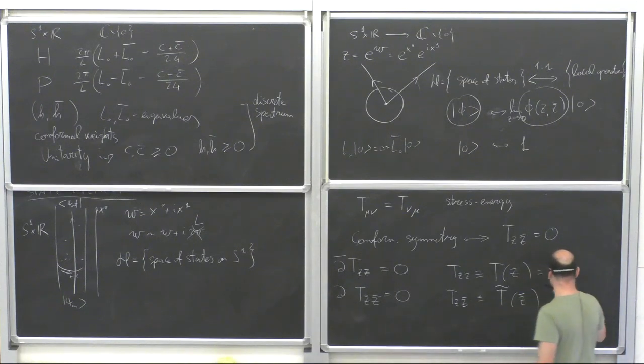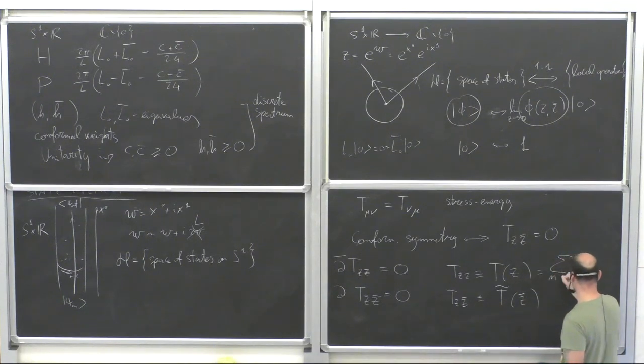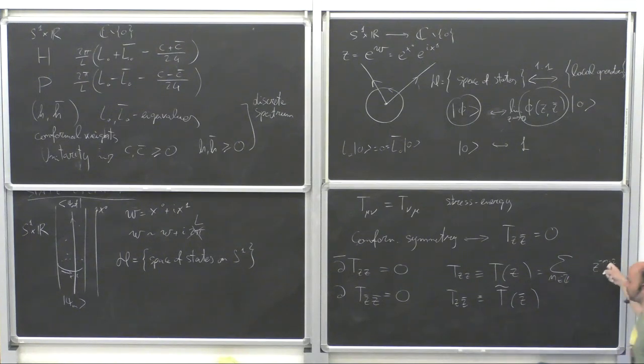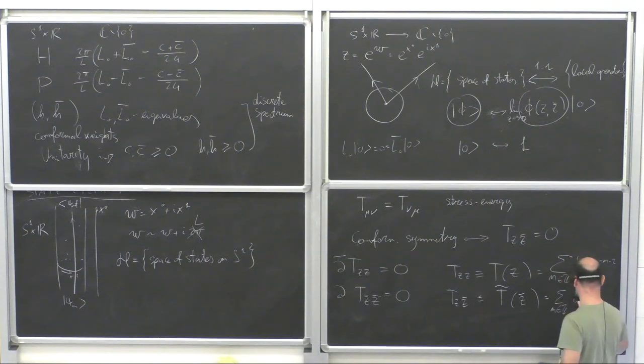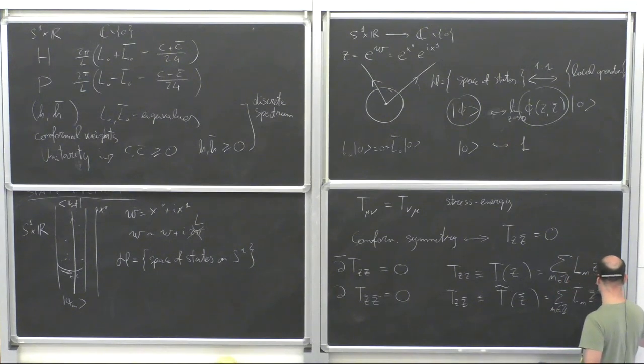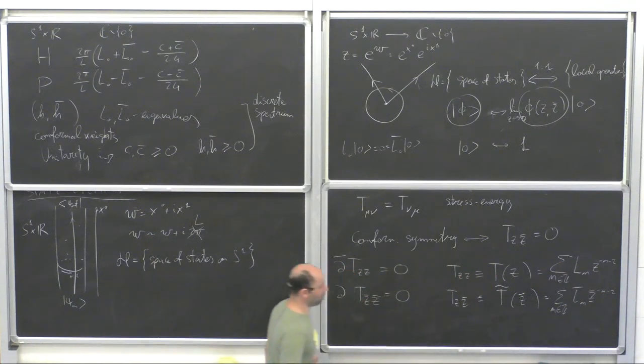If you do the Laurent expansion of this, then it's useful to use this kind of expansion, and the modes here, the operators that appear in the Laurent expansion, are just the generators of your Virasoro algebra. And the same with the anti-holomorphic side. And this gives you the other copy of the Virasoro algebra.